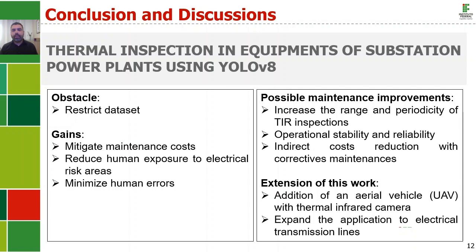Those gains could allow the companies to do some maintenance improvements, like increasing the range and the periodicity of the thermal infrared inspection because of the cost reduction. This change would bring operational stability and reliability. Indirect cost reduction with corrective maintenance. Those corrective maintenances are the worst scenario for any electrical company.